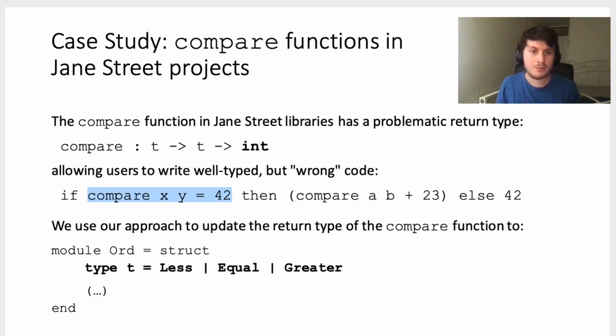In our opinion, a cleaner implementation of the compare function should return a data type which only has 3 constructors: less, equal, and greater. And we will use our previously presented approach in order to change the return type of this compare function to Ordering.t.